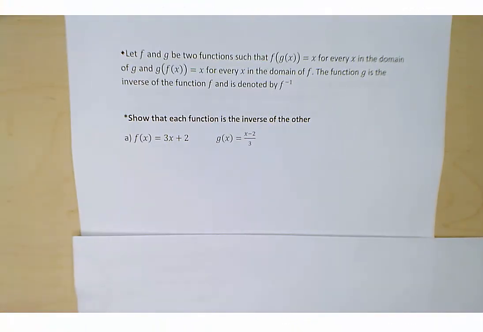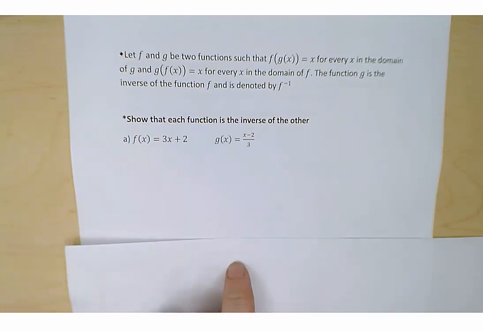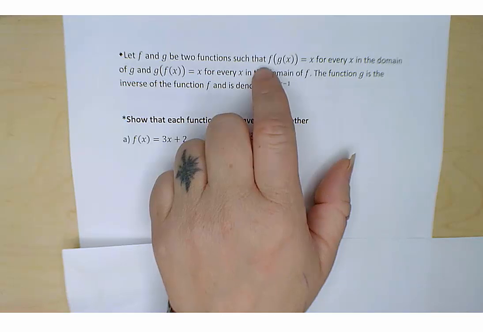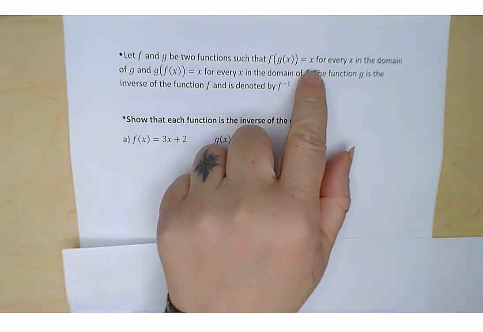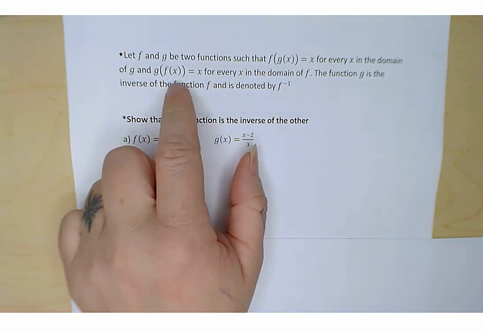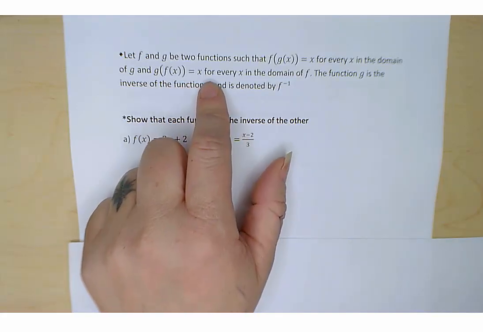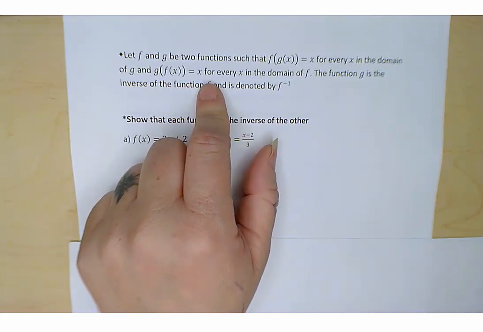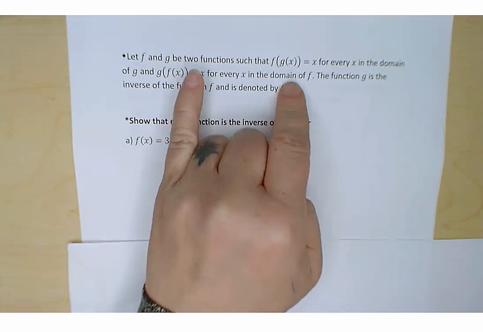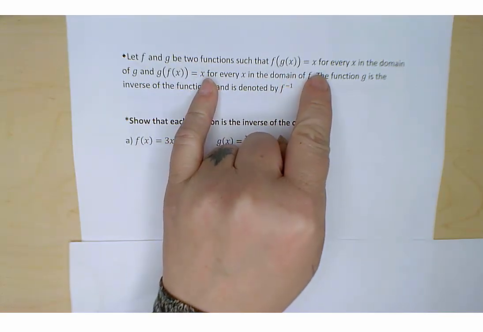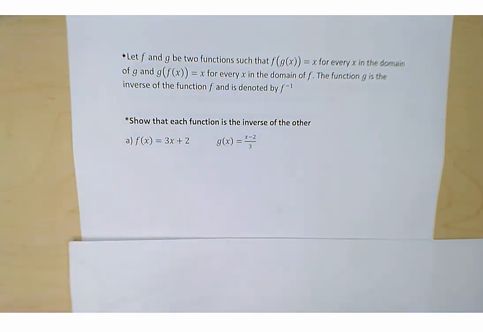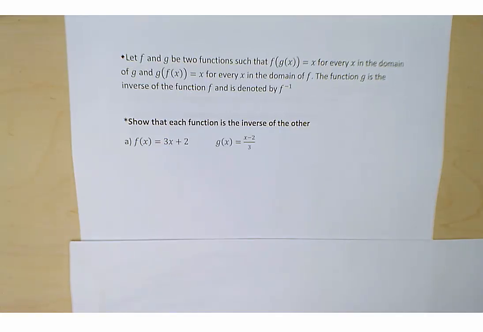So let's talk about how do we know that two functions are inverses of each other? All right, so the definition says that if f and g are two functions such that when you do the composition f of g of x, you get x, and you do g of f of x, and you also get x, then those two functions are indeed inverses of each other.